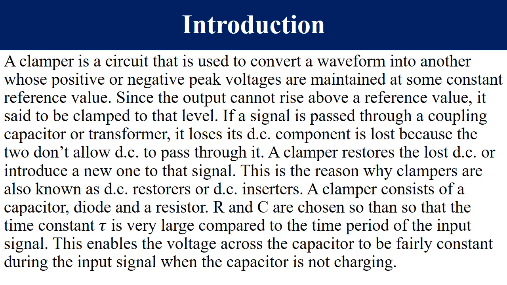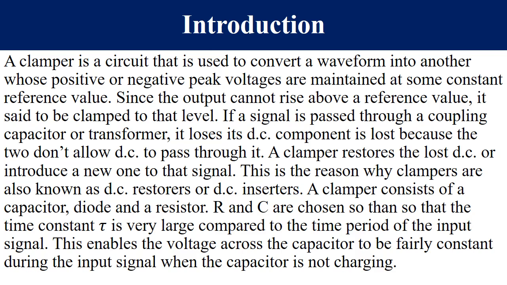If a signal is passed through a coupling capacitor, we know a capacitor blocks DC, so we say it loses its DC component. A clamper then is used to restore that DC, or to reintroduce a new one to that particular signal. For this reason, clampers are also known as DC restorers or DC inserters, since they insert or restore the DC that would have been lost.